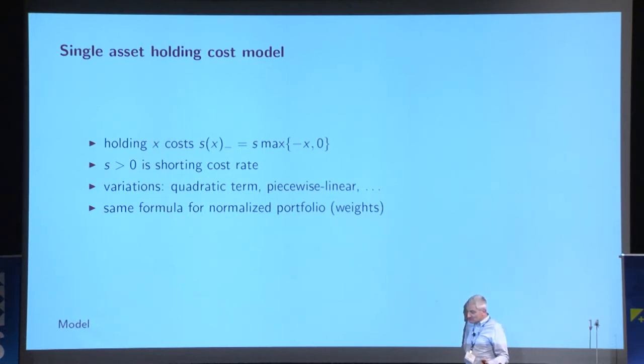You can make lots of holding cost models, but a reasonable one is we'll just do shorting costs. So when I hold an asset short, I borrowed it from somebody, and there's at least some collateral, insurance or something like that, and I'm going to be charged for it. So this would be just a simple linear one. You could make all sorts of fancier ones if you want, right? This is for a single asset, and then you'd have a shorting cost rate for each asset. You could have a quadratic term, piecewise linear, and all that sort of stuff. And this is homogeneous, so you're going to get exactly the same formula for a normalized portfolio.